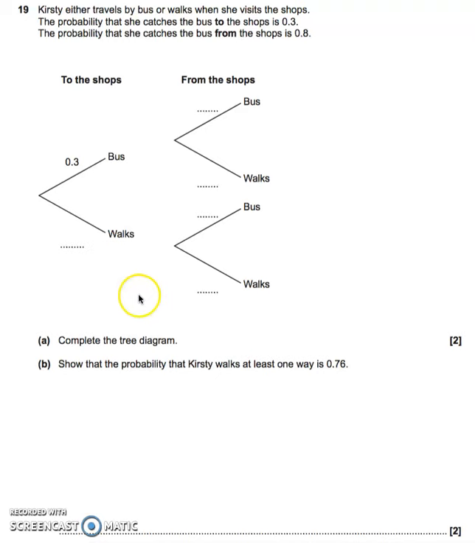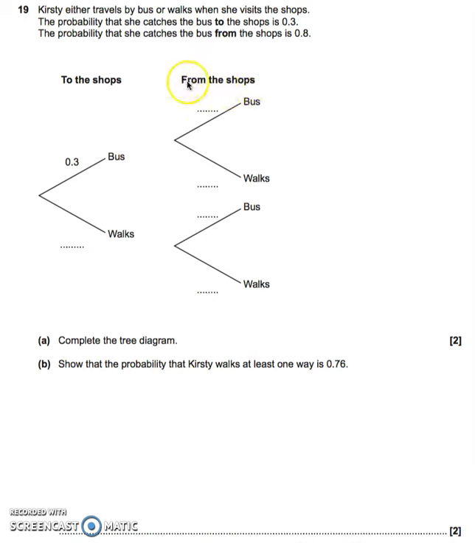Question number 19 is clearly a probability tree diagram question because you've got one right here. But let's have a read of it and see what it says. So Kirsty either travels by bus or walks when she visits the shops. The probability she catches the bus to the shops is 0.3, and the probability she catches the bus from the shops is 0.8.